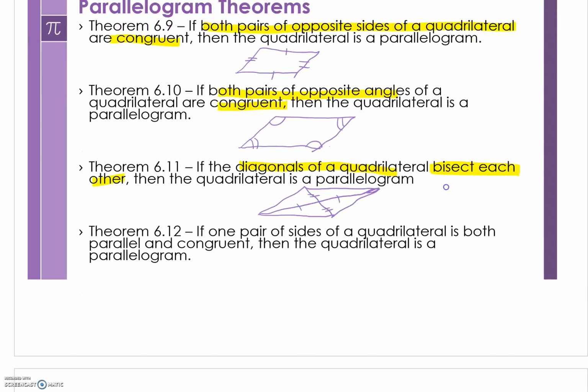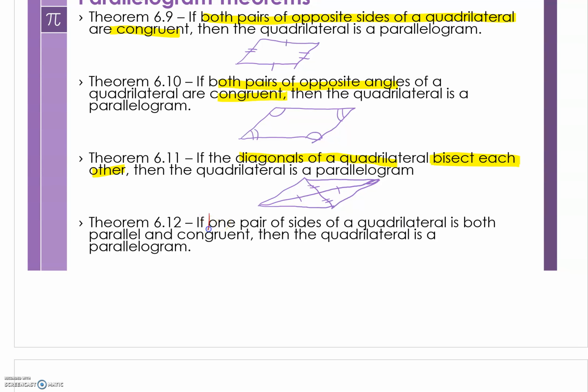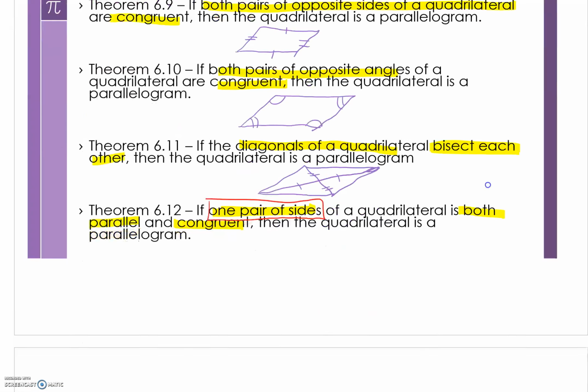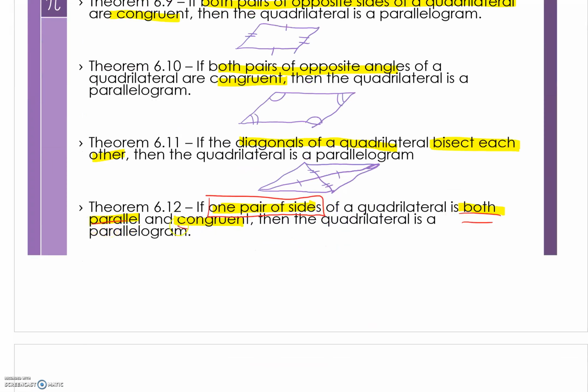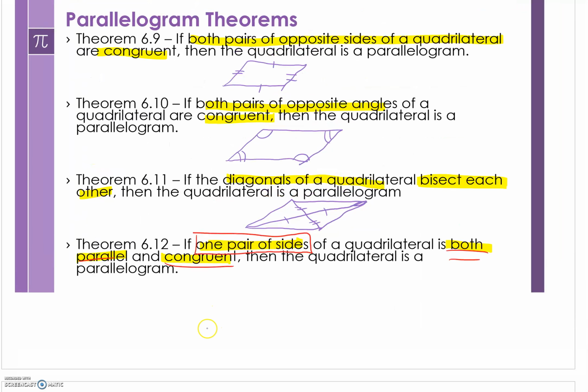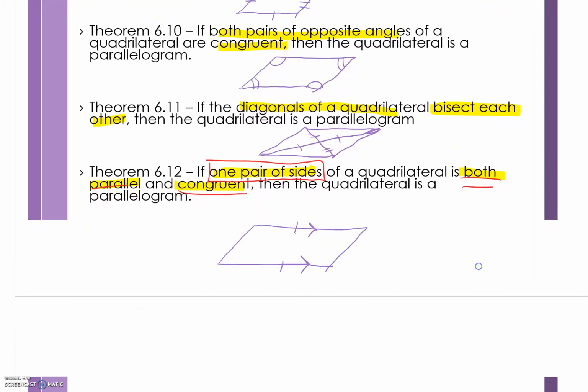And last but not least, and this is the most interesting one, instead of talking about both pairs of anything, I'm just going to talk about one pair of sides. If one pair of sides of a quadrilateral is both parallel and congruent, then it's a parallelogram. So in the case of my drawing, and I'll make this one a little bigger, if I know that that pair of sides is both congruent and parallel, that quadrilateral is a parallelogram.